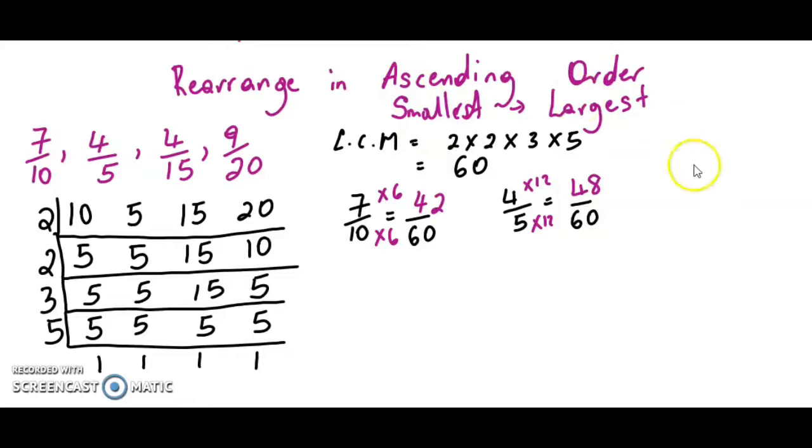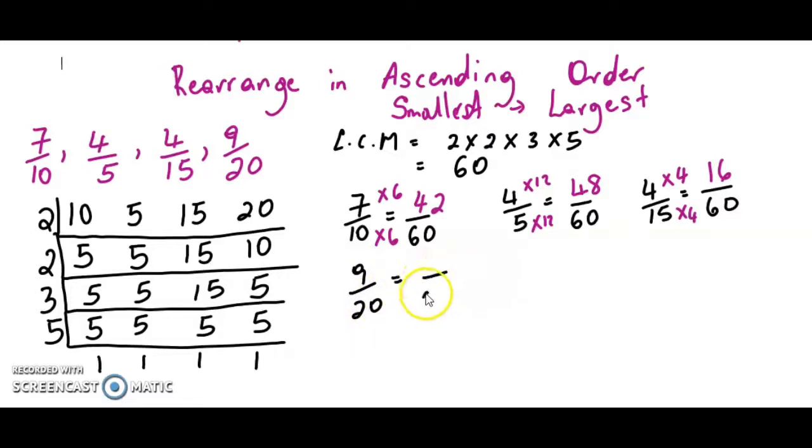Our next fraction is 4 over 15. What did they multiply by 15 in order to get 60? They multiplied by 4. So we're going to multiply the denominator and the numerator. So here we have 4 times 4, which is equal to 16. And the next fraction is 9 over 20. What did they multiply by 20 in order to get 60? They multiplied by 3. 3 times 20, 60, and 3 times 9, 27.